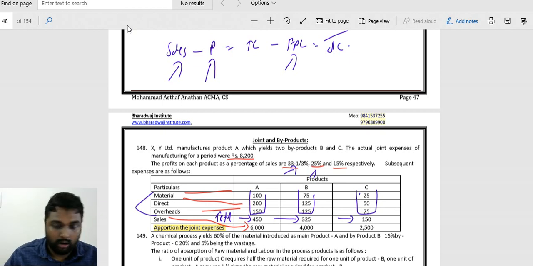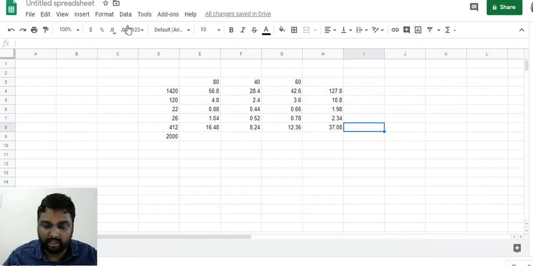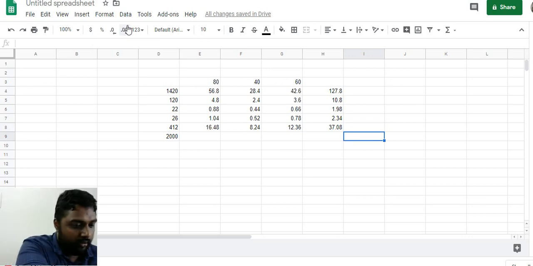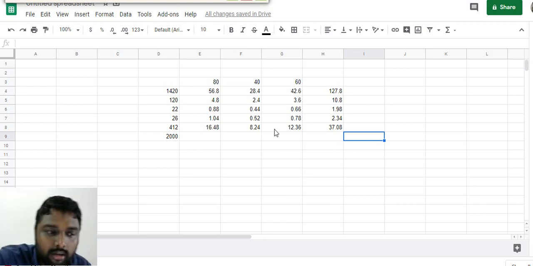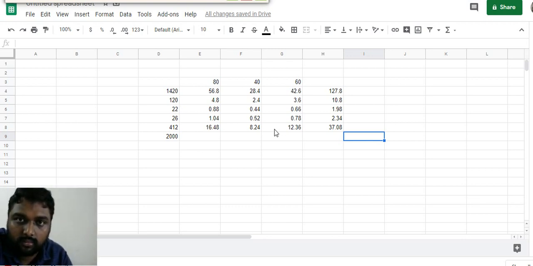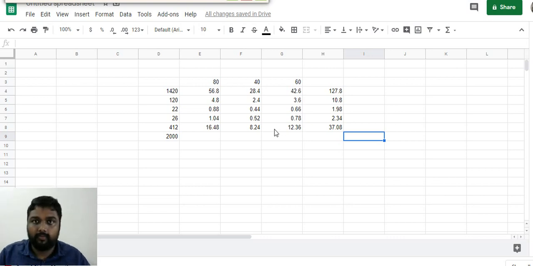Since it involves a lot of maths, we will do it in an Excel sheet. Are you okay? Sorry, I have made some technical changes. With your permission, a small change. I want to do this with the Excel sheet.